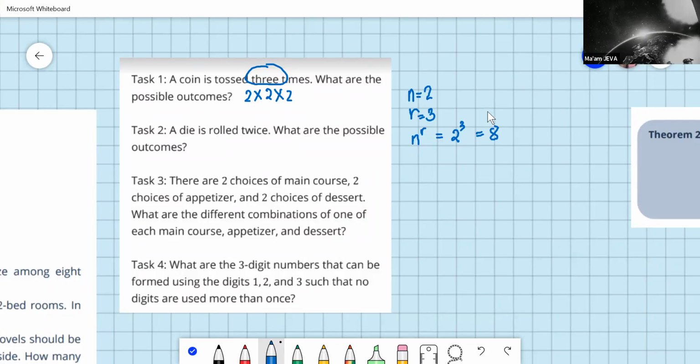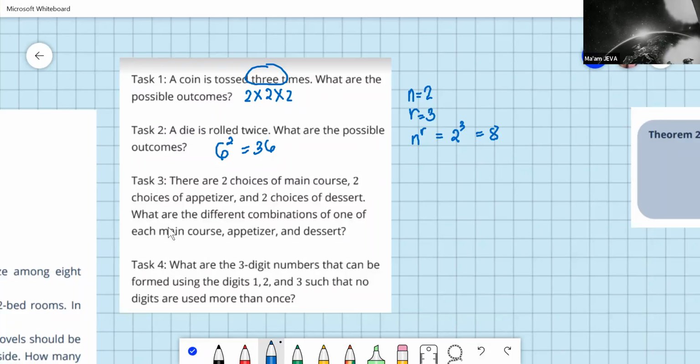So what kind of permutation is it? This is with repetition. Similar to the dice, right? When you roll the dice, the faces of the dice repeat. The number of events is how many times it is rolled, which is twice. So therefore, that is 6 to the power of 2, which is 36. Is that right? All right, so this is an example of the problem.